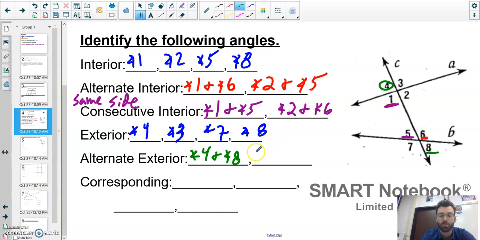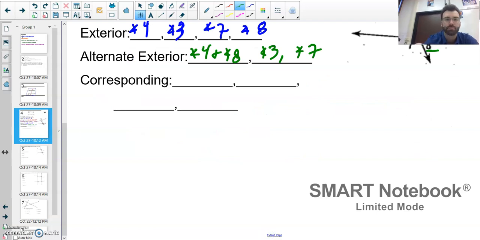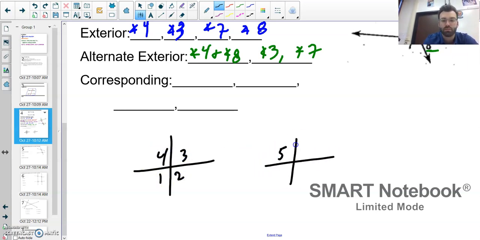Alright, so then my other pair would be, hopefully you got it by now, 3 and angle 7. Corresponding is a little bit different. Corresponding angles are the angles that lie in the same position. So what that means is, if I have 1, 2, 3, 4, and then 5, I would make sure you draw this separate diagram, 7, 8.